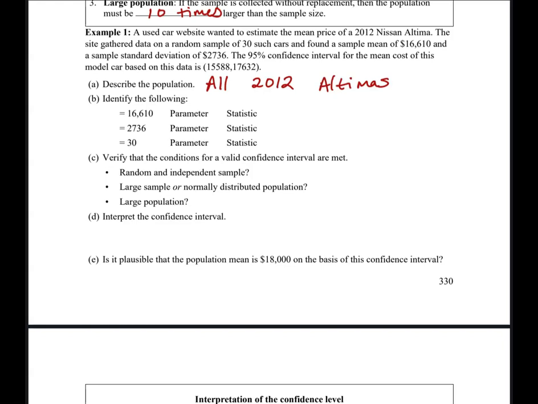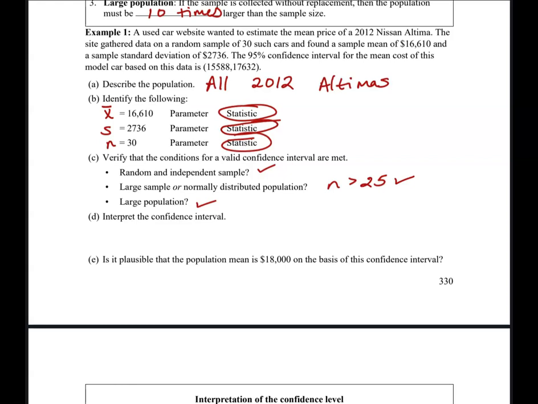Identify the following. The 16,610 is the sample mean, so that would be x bar, and since it comes from the sample, it's a statistic. The 2,700 is the sample standard deviation, so that would be s, also a statistic. And then the sample size, n, is 30, also a statistic. Verify that the conditions are met. Let's see, did they say a random sample? They did, so that's good. Is the sample large enough? It's over 25, so that is good. And certainly the population, all Nissan Altimas, there's more than 250 of them.